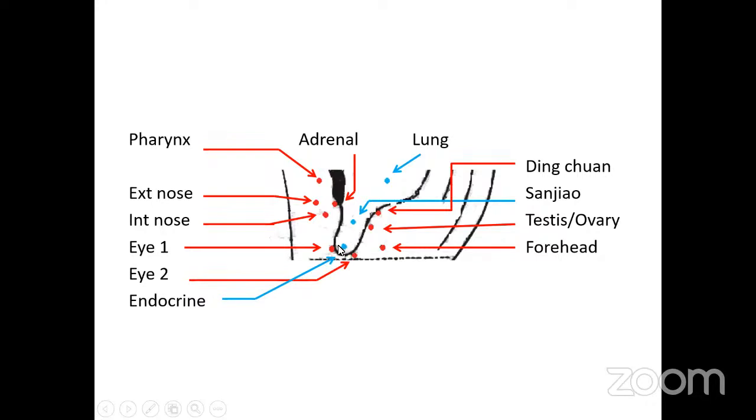Adjacent to endocrine, below the meatus, is the sanjiao. What is sanjiao? Which cavities? Orbital cavities. San means three cavities. Which three cavities? Thoracic, abdominal, pelvic. So all the three cavities are represented in this area.